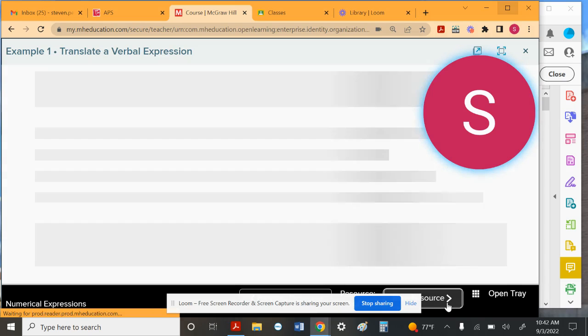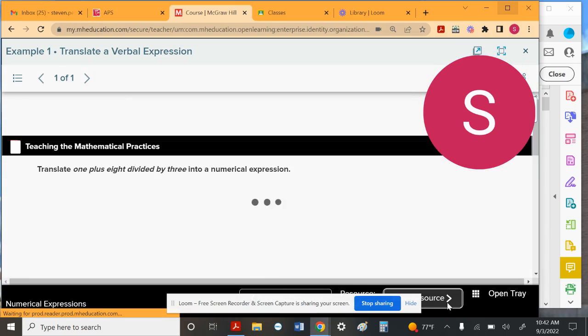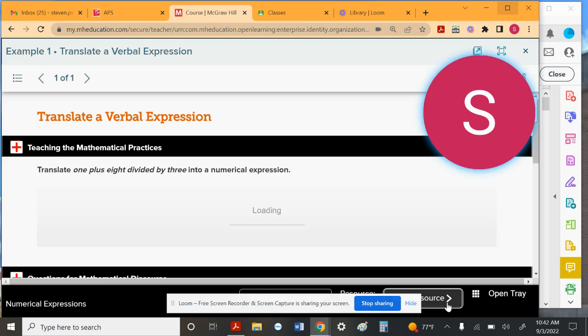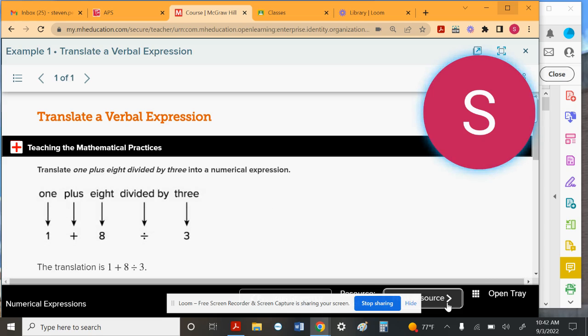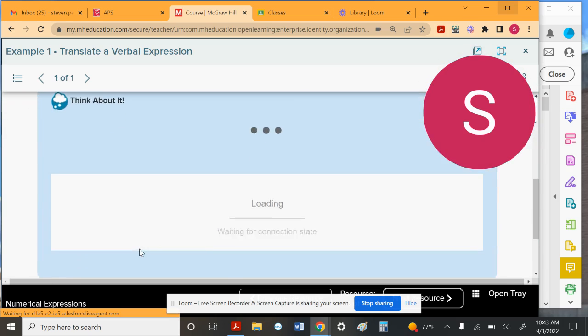So translating a verbal expression. When we are going to translate an expression, that means that we want to read it and figure out what it means. Here, 1 plus 8 divided by 3. Here we have our 1, here we have our plus, here we have 8, here we have divided by. Again, we're not going to use this division symbol. We're going to use the slash or the underline over, and then 3 would be in the denominator. So 8 slash 3 or 8 over 3 is what we're looking at.